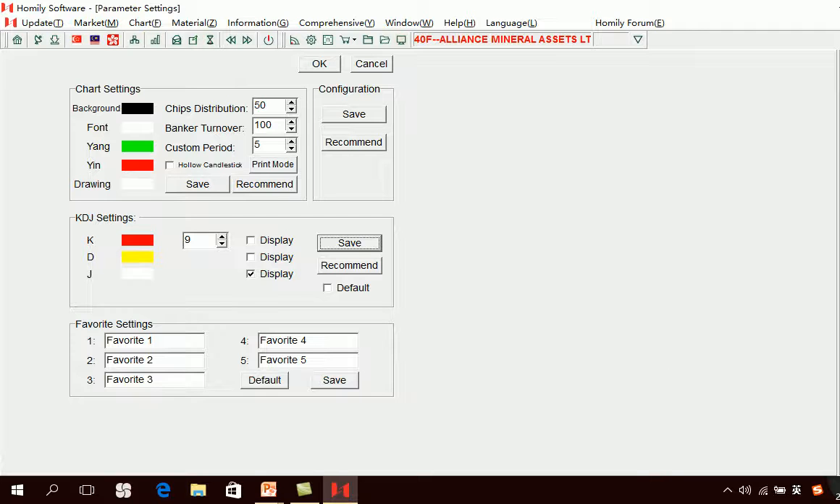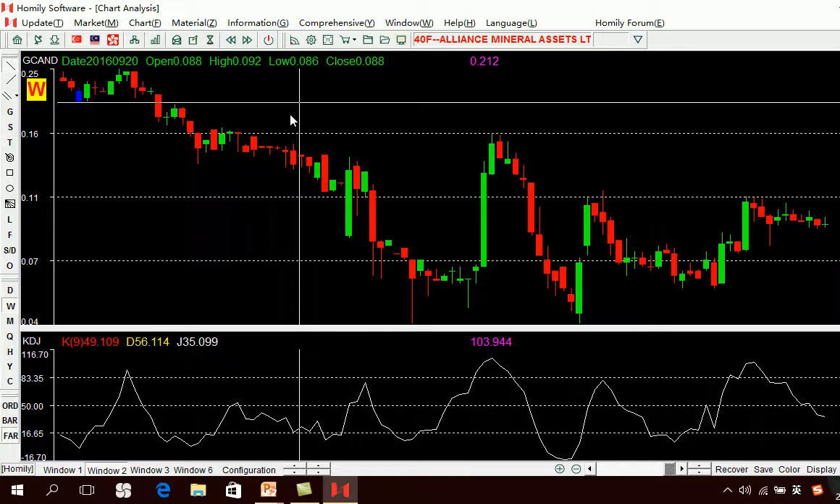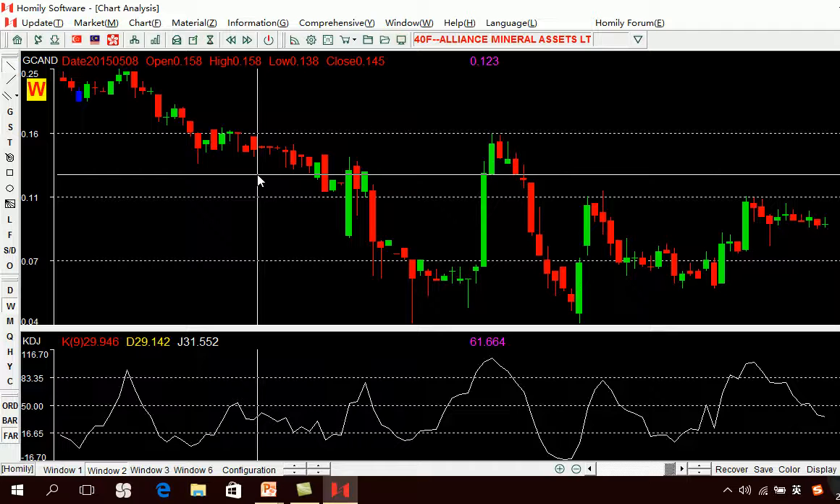Next step, we should find MACD. This is the MACD. How to do that? We should click recommend first. Then click these two. Dispose these two. Then we click save. Click OK. Okay, so the settings are all finished. Okay, it's very simple, right?